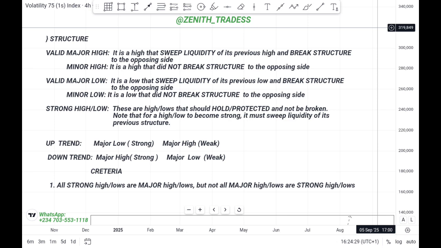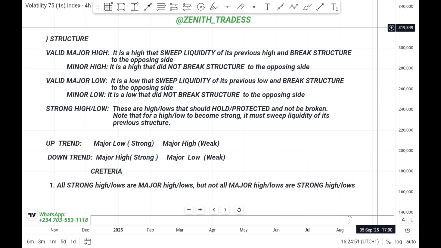So we need to understand some certain concepts before we dive properly into marking out structure with a schematic diagram. We need to know what a valid major high is, a minor high, a valid major low, a minor low, and a strong high and low. We have a major trend and a minor trend. So let's look at each of these concepts one by one.